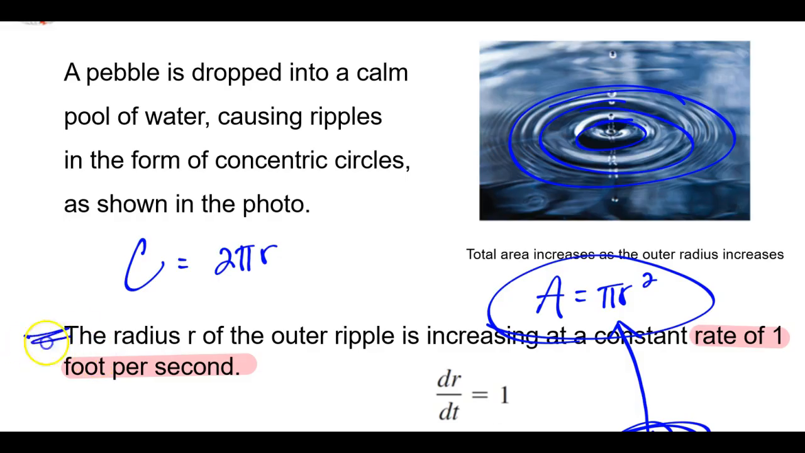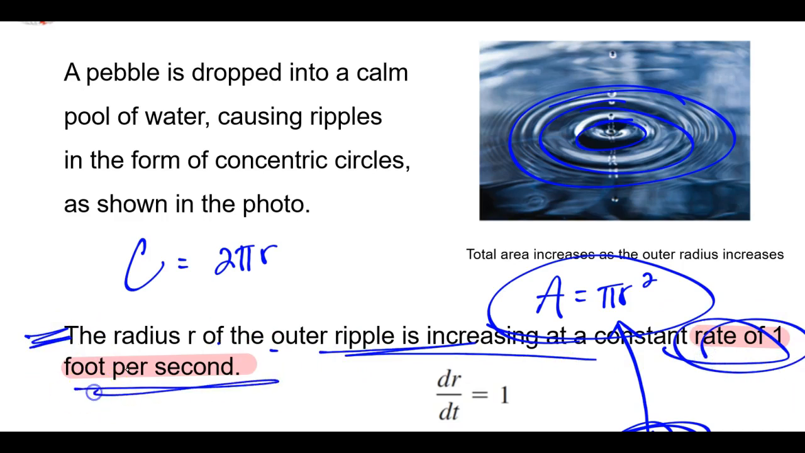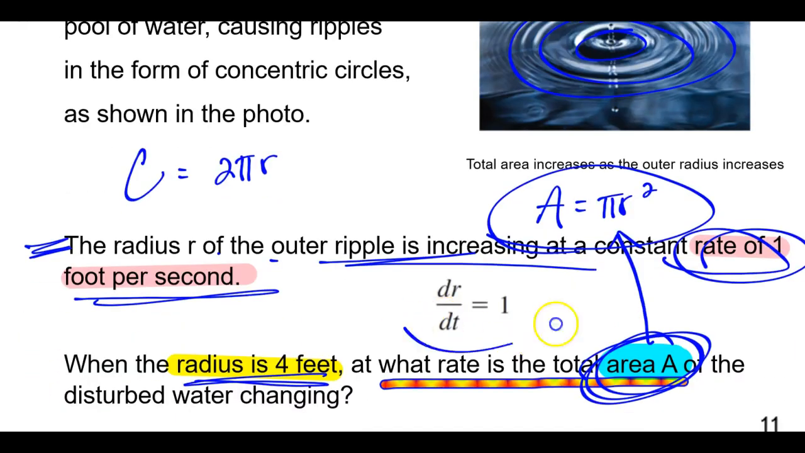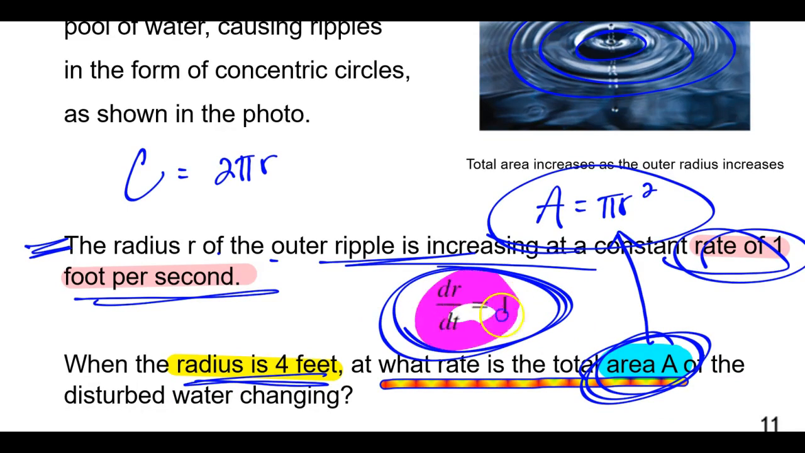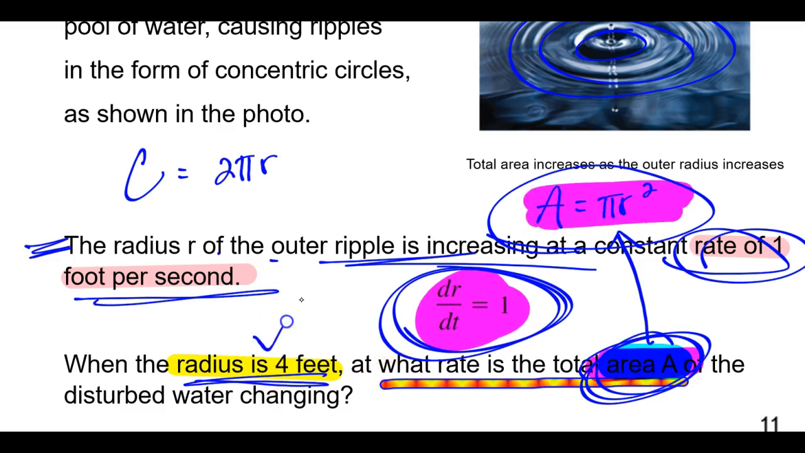So here's where they give it to us. The radius is changing at a constant rate of 1 foot per second. So there's the given information, dr/dt. It was right in front of my face. I don't think I read it very well though. I was too busy talking about the area formula. Oh, and so there are the two pieces of information: the radius is 4 and the rate is 1.